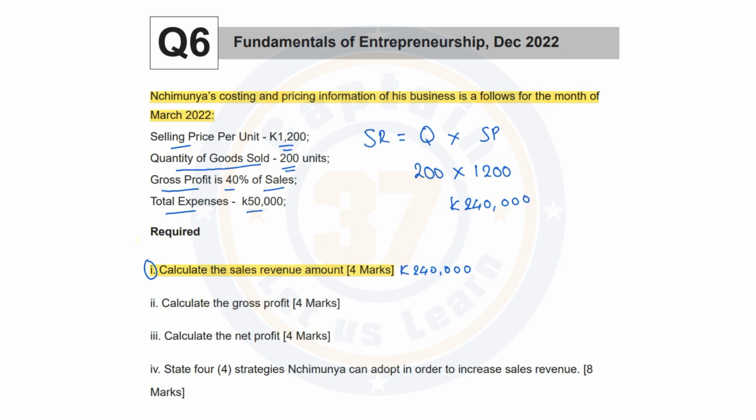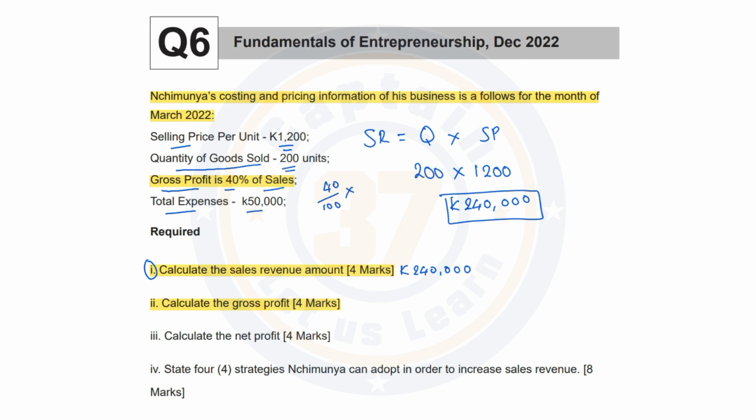Next, we are supposed to calculate the gross profit. We have already been told that the gross profit is 40% of sales. So 40%, which is 40 over 100, multiplied by sales, which is this one.